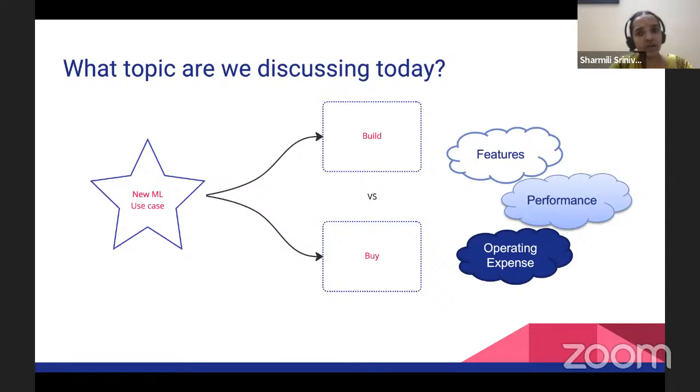So today we will talk about the factors of operating expense we consider when we decide between a vendor solution versus a homegrown solution, and also we'll touch a bit upon one of the dimensions in performance, which is the latency and throughput. With that, sorry, can you go to the next slide, please?